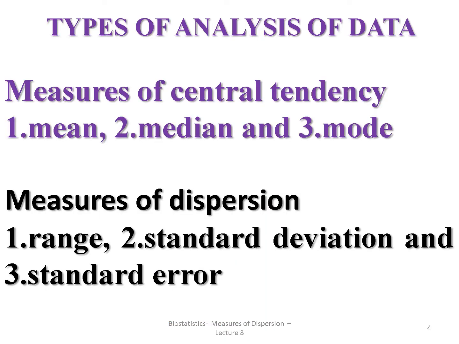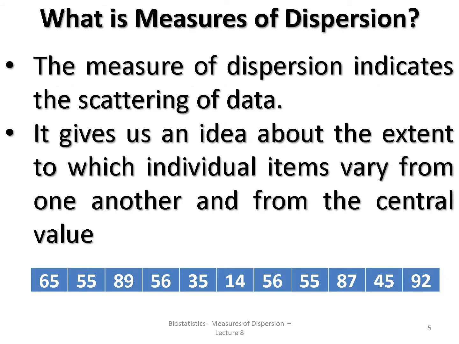And as I have told you, under the analysis of data there are two types, that is measures of central tendency and measures of dispersion. Under measures of central tendency, we have already seen what is mean, what is median and mode. And now today we are going to see what is range, what is standard deviation and what is standard error. So first, what is measures of dispersion?